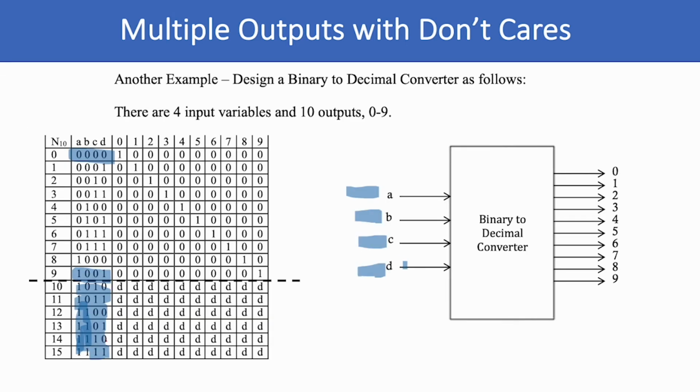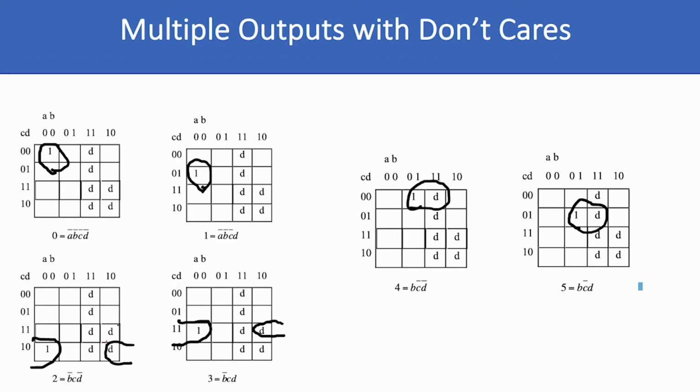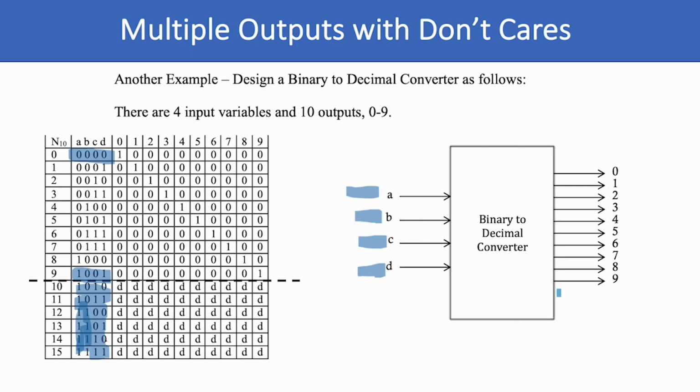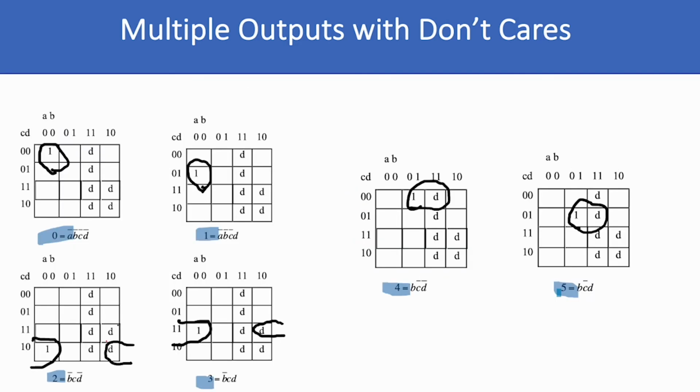Now, you can see that we have 10 outputs, 0 through 9. So we're going to have 10 unique Karnaugh maps. We're going to have a map called 0, a map called 1, a map called 2, a map called 3, a map called 4, a map called 5, 6, 7, 8, 9, as we see down here. Again, there are 10 outputs, and so we have 10 output functions, 0 through 9.